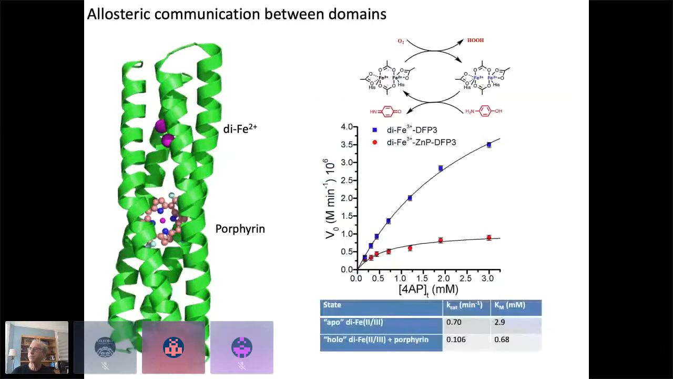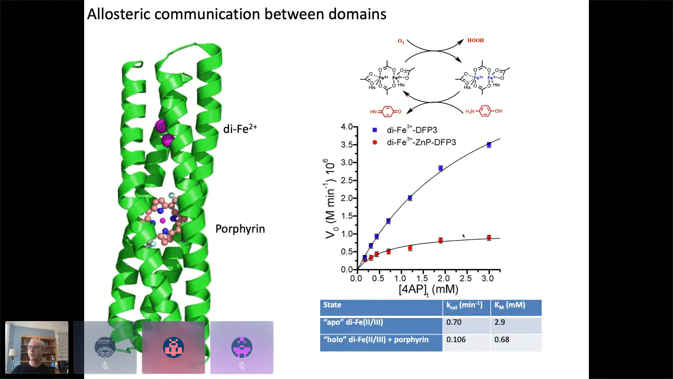Now, the most interesting thing that we found so far is comparing the enzymatic activity of the di-iron site here. Remember, it has an oxidase activity with and without the communicating porphyrin. So if we have no porphyrin bound, then we get this curve here and it follows Michaelis-Menten kinetics. As soon as we add the porphyrin, however, we see that it binds more tightly to the substrate. So Km is improved, but Kcat is greatly decreased.